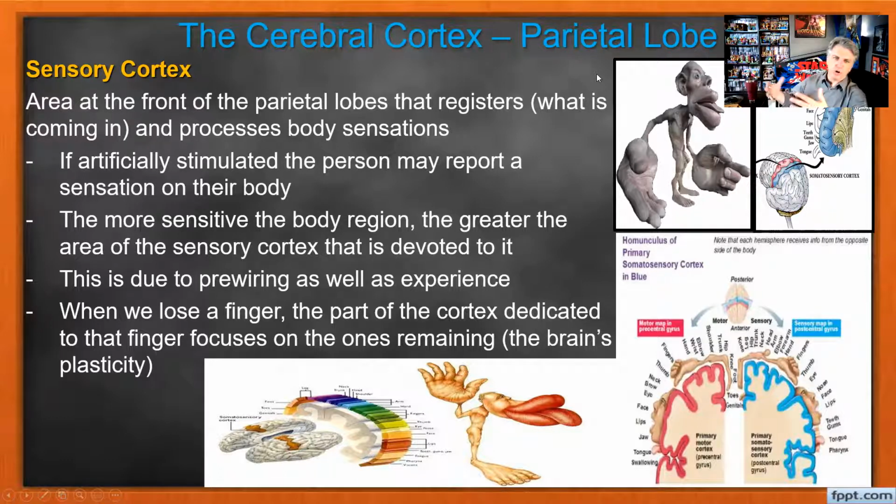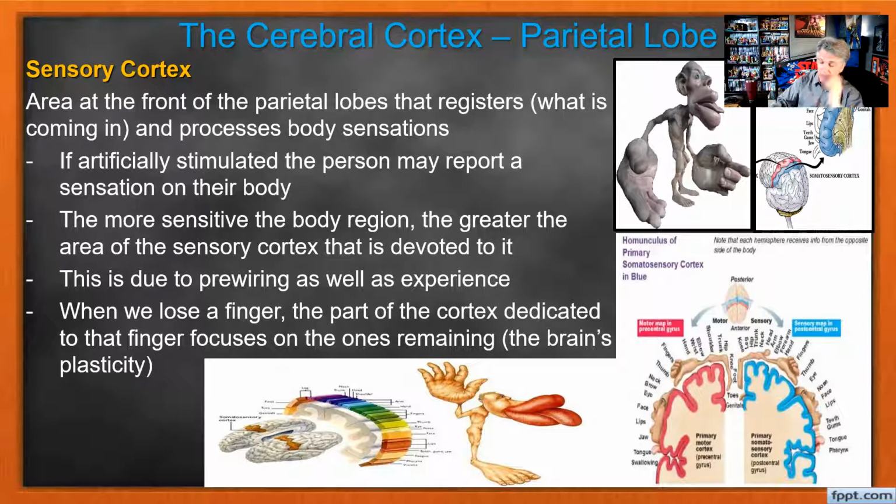This right here, you'll see this dude is pretty much broken down. The bigger the body part, the more of the sensory cortex it's dedicated to. You notice he has huge hands, huge lips, everything else, because those are responsible for taking in this sensory information. If we lose part of our body, we lose a foot, we lose a hand, we lose a finger, whatever, our brain will rewire so that other parts of our body can take over.